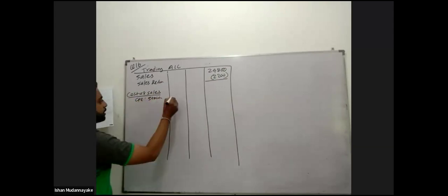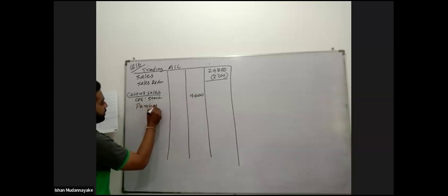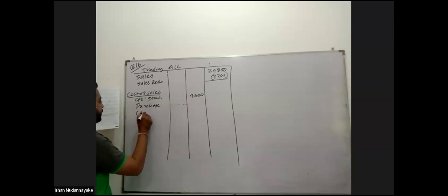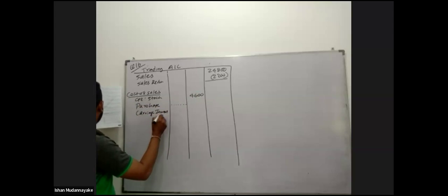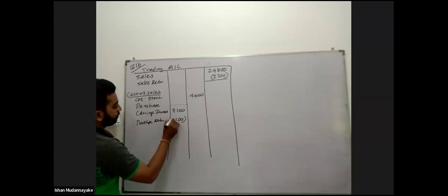Opening stock 4,600. Carriage inward, and then you will calculate the purchases from this question. Purchases first, carriage inward 2,100, and then purchase return minus 1,100.